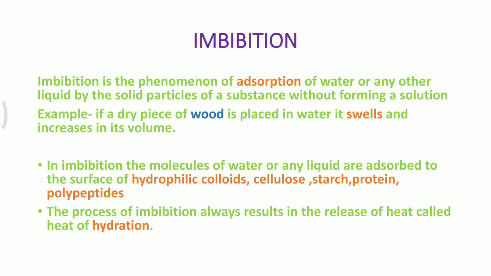The next term is imbibition, and it is a phenomenon which helps in adsorption of water molecules by hydrophilic colloids, cellulose, starch, proteins, or polypeptides. These structures are all present in the cell wall of plants. And as a result, whenever we see a change in the shape of wood, it is because of adsorption. It is not absorption. And whenever adsorption is taking place, some amount of heat is released, and that heat is known as the heat of hydration. So I hope it is understood.